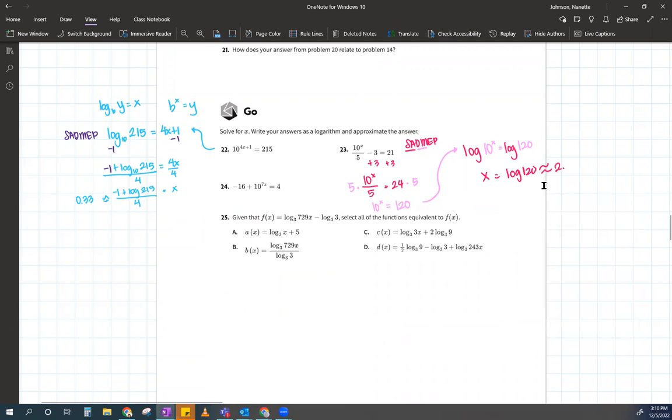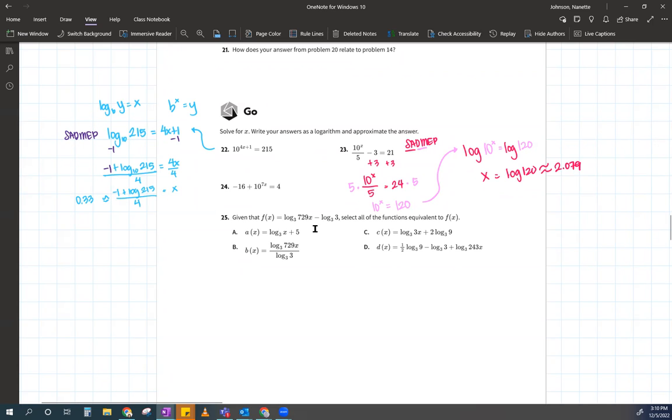Okay. So the same thing would happen for number 24. So I'm going to have you guys practice this one on your own, and then we'll check the answer together. But I did want to jump over to this number 25. It says, given that f of x equals this crazy thing, select all the functions that are equal to f of x. So they're asking you to use all of your different log properties to condense this thing to see if you can get something smaller.